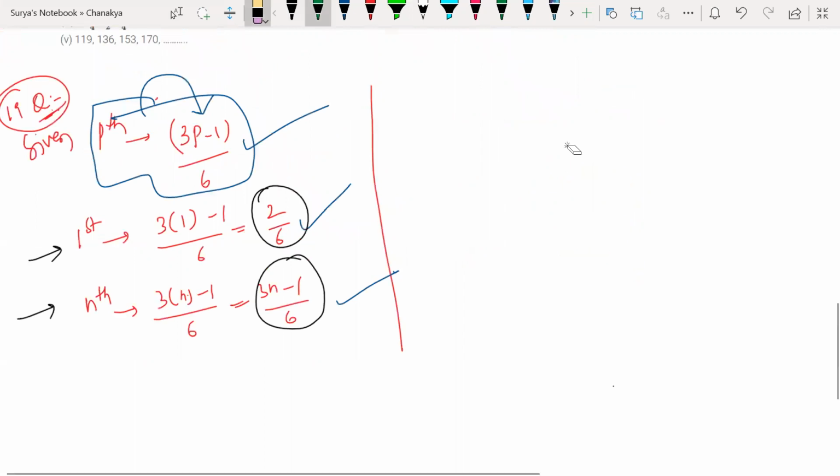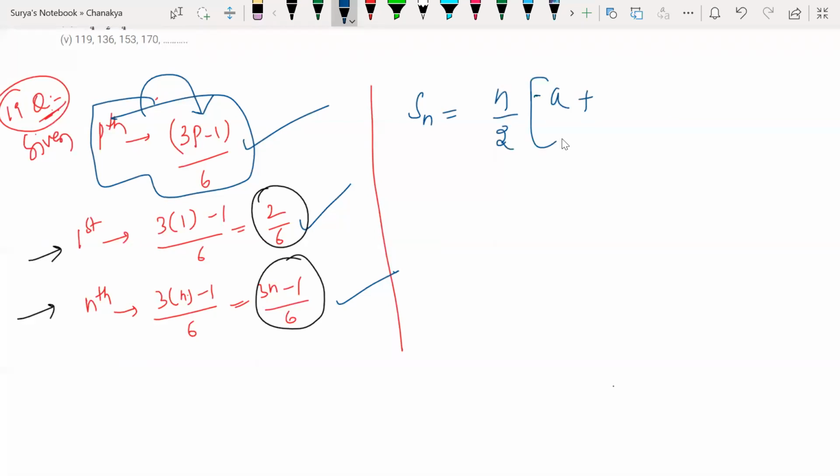What formula do I know? I know this formula: Sn is equal to n by 2 into 2a plus n minus 1 into d. Yes or no? So n by 2 as it is I'm writing here. This is my first term, isn't it? So 2 into first term is 2 by 6. Is it clear? Plus n minus 1, and d is what?